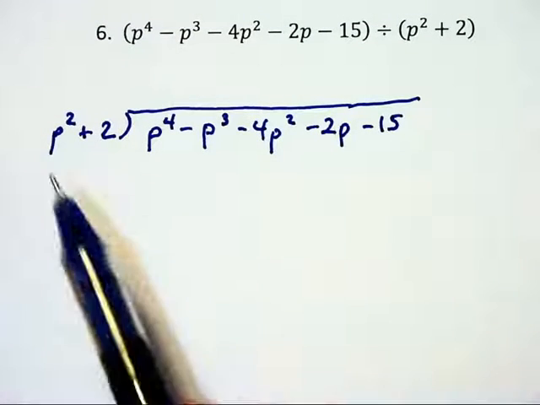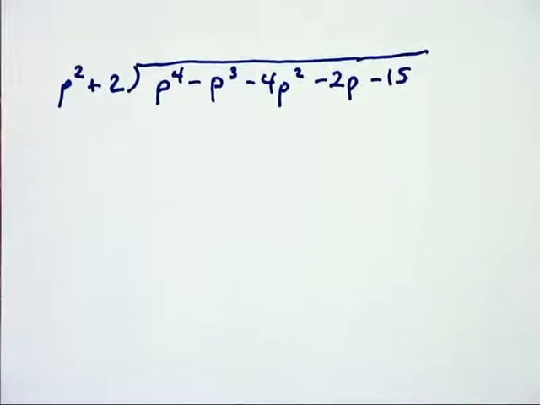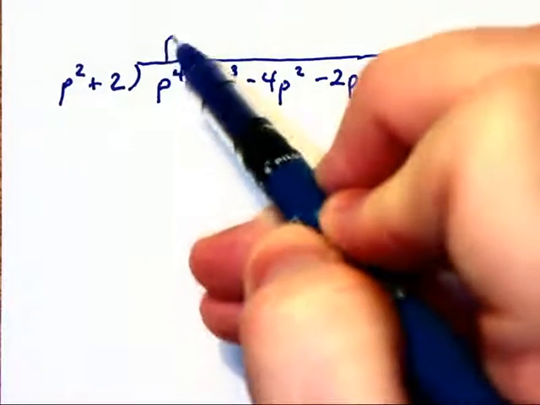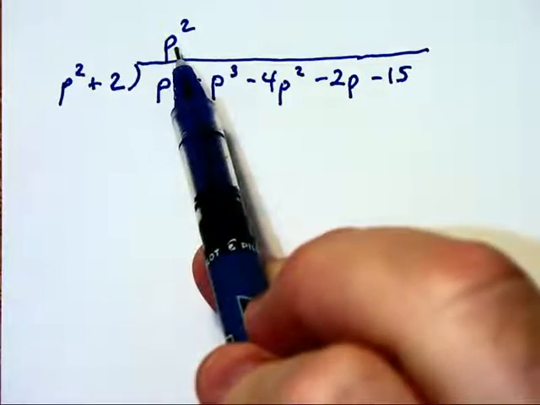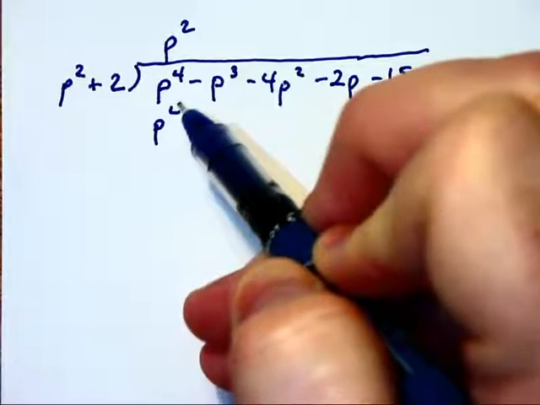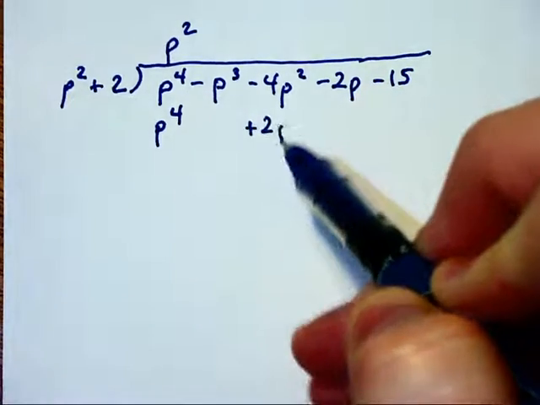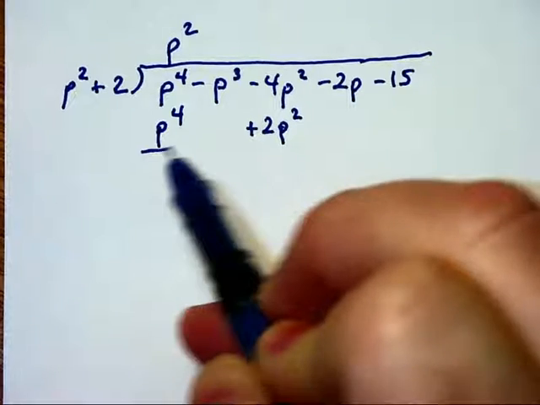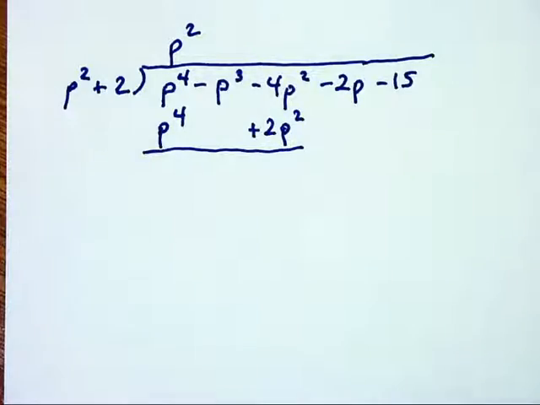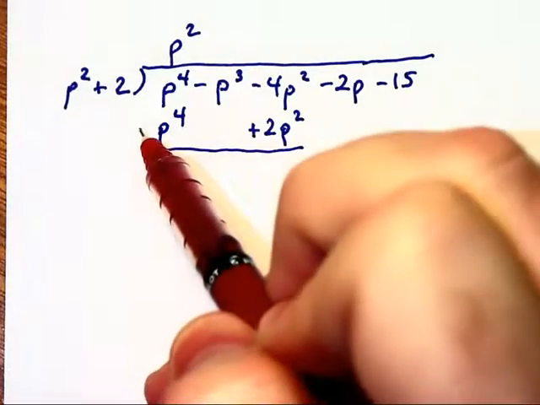When I do so, I ask p squared out front times what makes p to the fourth? And the answer is p squared. P squared at the top gets multiplied by each of these at the side, and that gives me p to the fourth plus 2p squared. Notice that I skipped over a position, and I really want to be careful that I align my like terms.